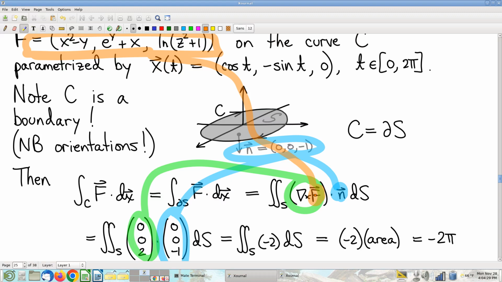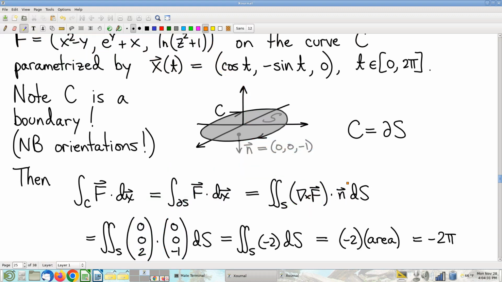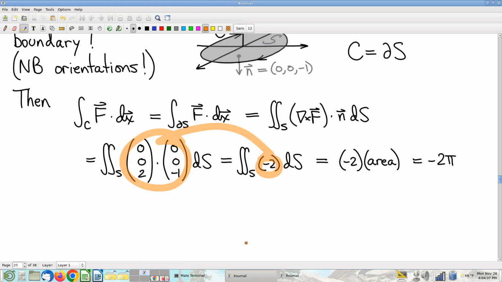And so altogether then, this dot product is just -2. We have a very convenient little integral here in that this is a constant integrand on a garden variety surface whose area we already know, and we win. What do you think? Everybody happy? Okay. All right, so that's Stokes' curl theorem.